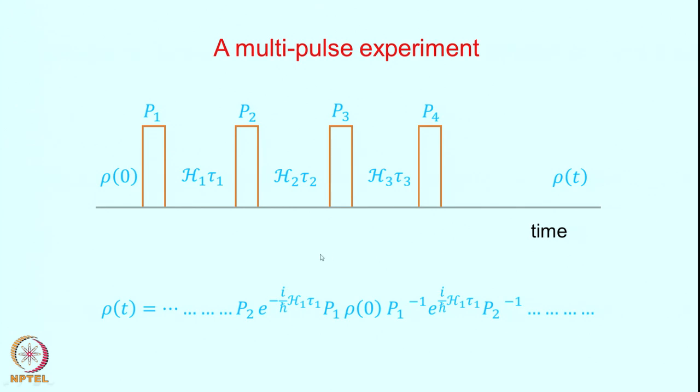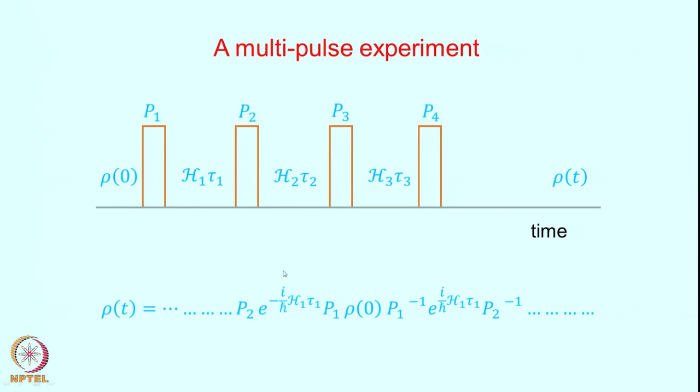So if I have a multiple pulse experiment, I start with the initial density operator rho 0, apply a pulse p1 here, and then allow the spin system to evolve under the influence of the Hamiltonian H1 for the period tau 1, then apply a pulse p2, and then allow the system to evolve under the influence of the Hamiltonian H2 for a period tau 2, and continue like this. Therefore, for any number of pulses, I can continue to calculate the evolution of the density operator through the pulse sequence, and finally I will get the density operator here, which is what I actually measure, and that contains the entire information about the evolution of the spin system through the pulse sequence.